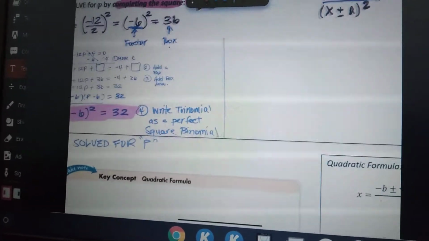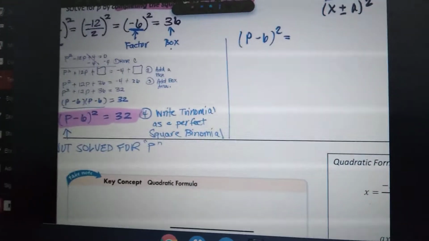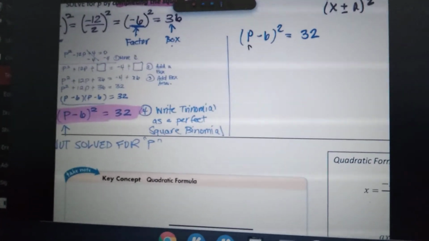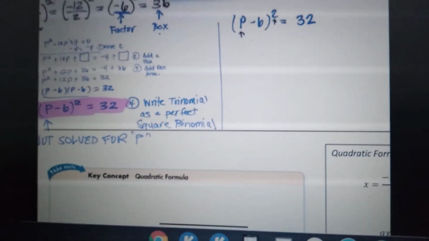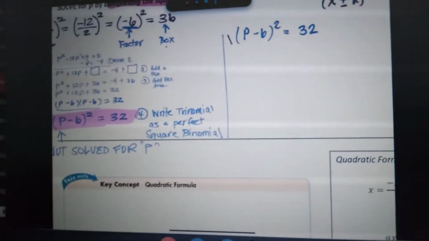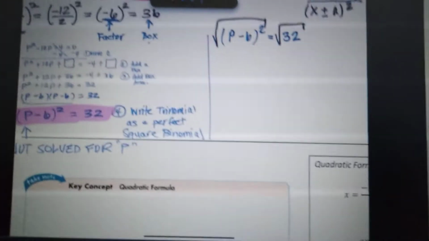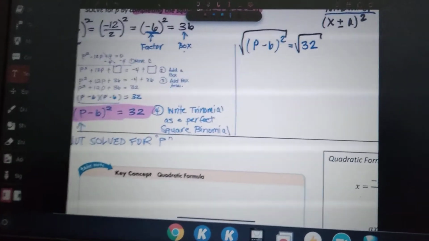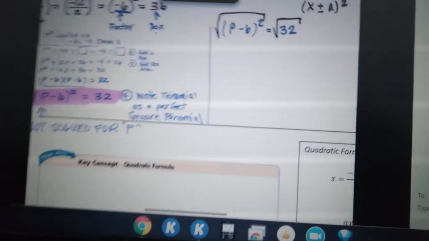Good. So now let's solve for p. So I have p minus 6 squared is equal to 32. Well, if I want to solve for p, I need to get rid of the squared. How do I do that? I must take the square root of both sides. Something squared, the opposite to undo the squared, take the square root. Everyone understand?